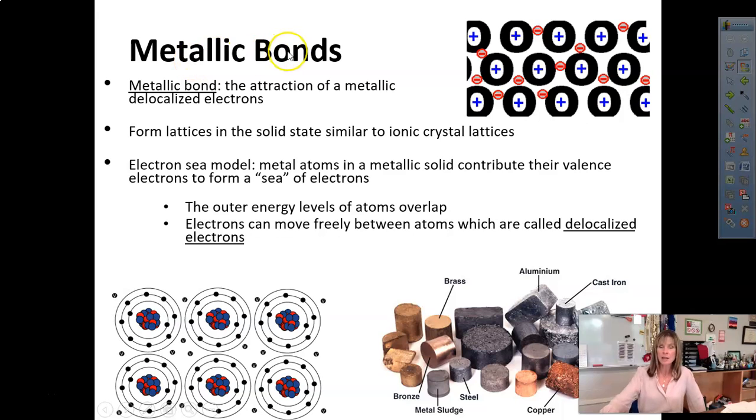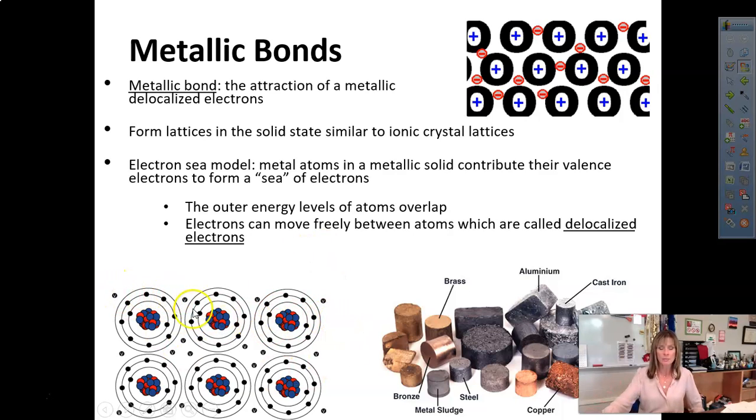A metallic bond, we talked very little about metallic bonds, but metallic bonds are the attraction of metallic delocalized electrons. So when you have a metal, their electrons are shared. They're said to be in a sea of electrons. They form lattices in the solid state similar to an ionic crystal, but we say that their electrons are in an electron sea model. Down here at the bottom, that's a really good picture. It gives a good illustration of what we're talking about.